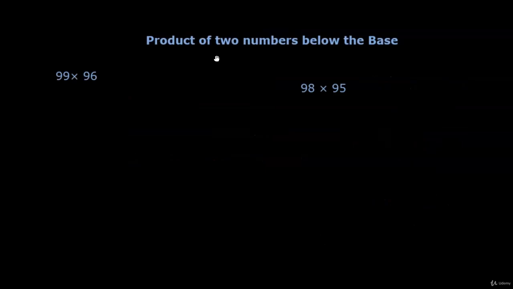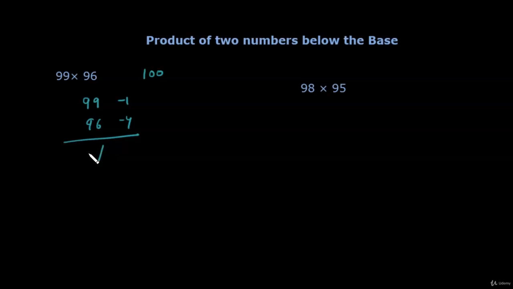Here we are going to learn how to find product of two numbers below the base. First of all, we decide the base of a number. Because these are 2-digit numbers, we place 2 zeros after 1. So 100 is the base. Here the base is 100 for both the numbers. Now the first number is 1 less than 100. And 96 is 4 less than 100.